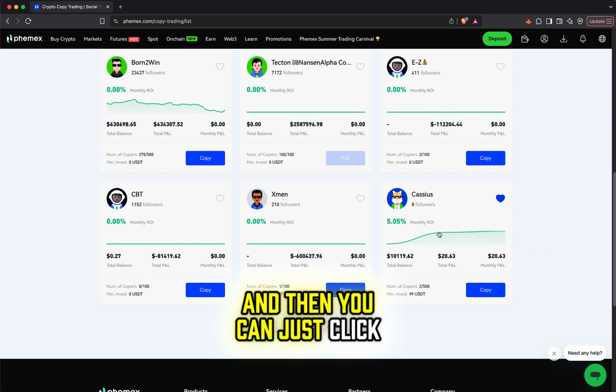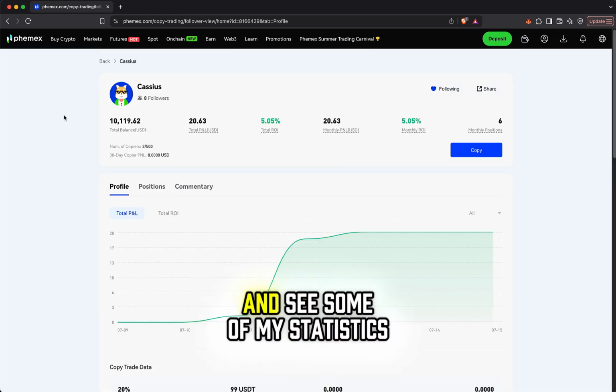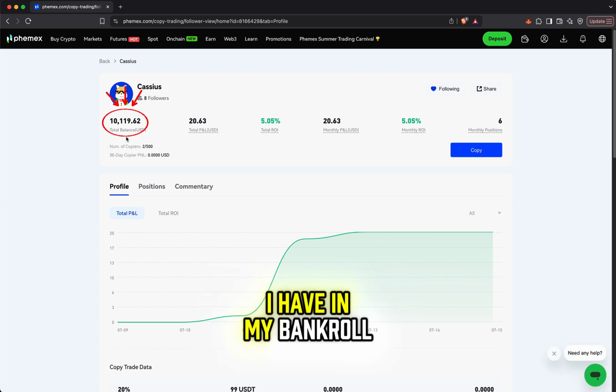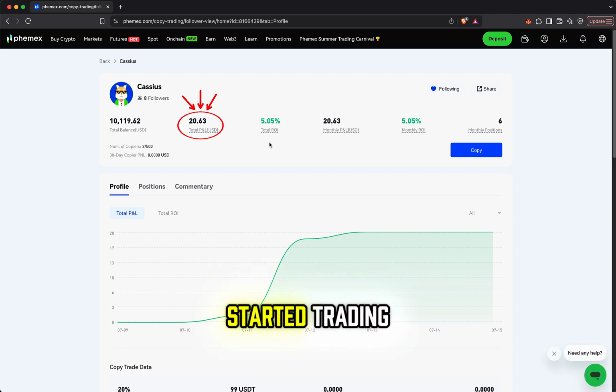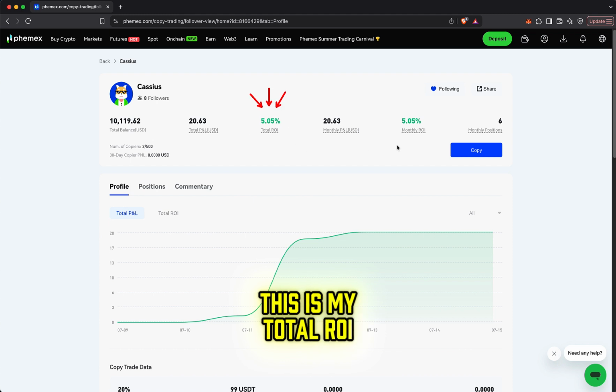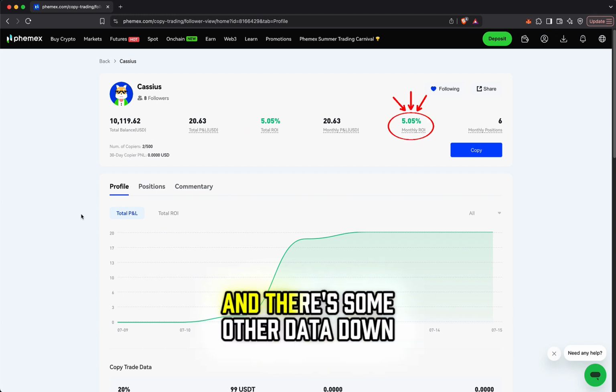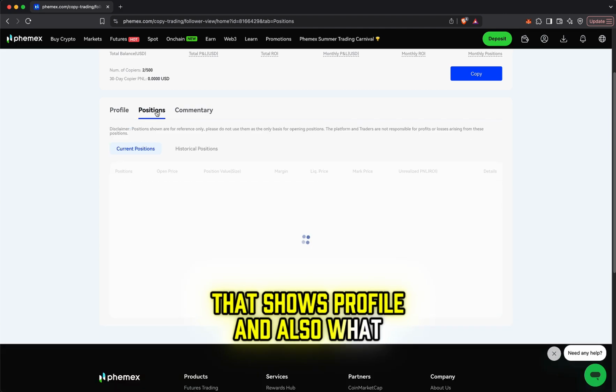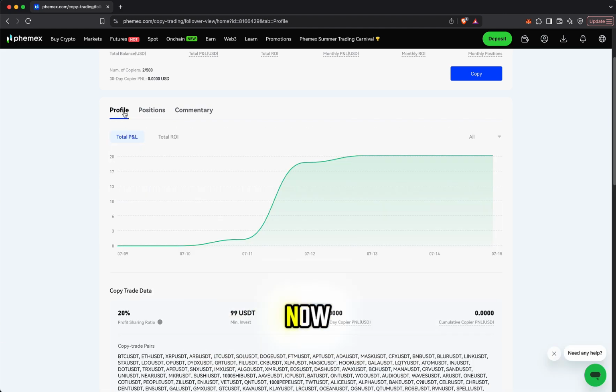And then you can just click on this screen to open it up and see some of my statistics before you copy me. So this is how much money I have in my bankroll. This is just how much I started trading. This is my total ROI. This is my monthly ROI. And there's some other data down here too that shows profile and also what positions I'm in. I'm not in any currently right now.